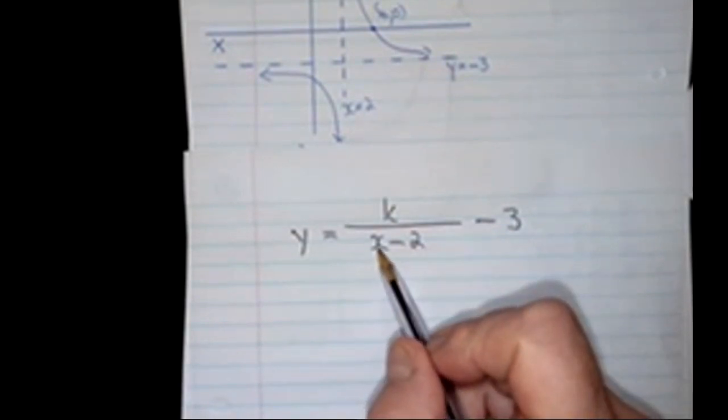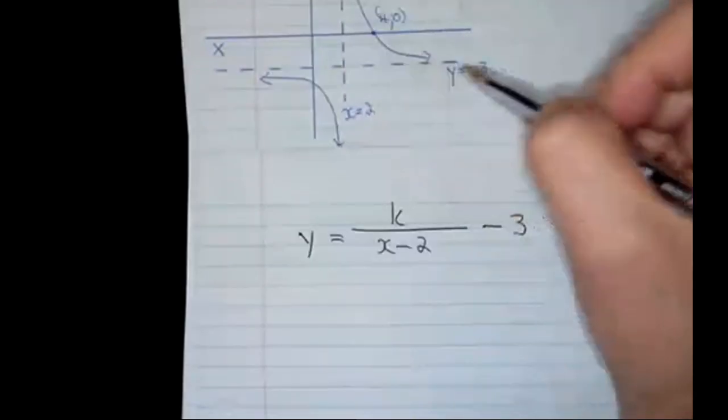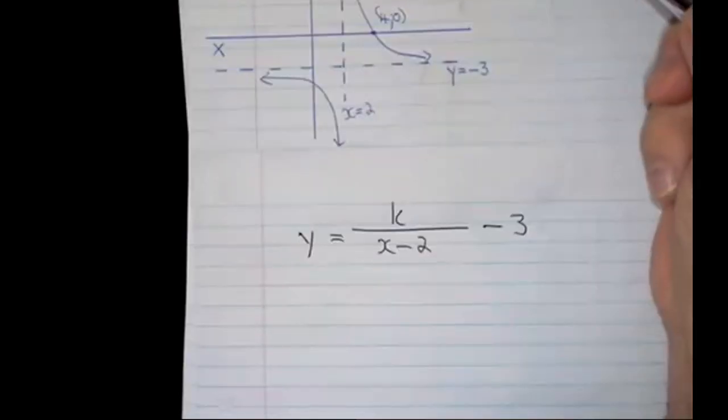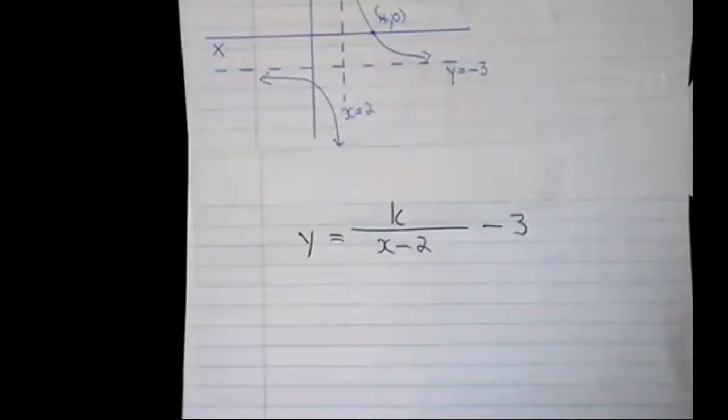So how do we get k? Well, we need to have a value that goes in the place of x, and the value that goes into the place of y. You know, you can't use the asymptotes. Why not? Because the asymptotes are not on the sketch. Can you see? The graph does not touch the asymptotes. So you have to use a point which is actually on the graph. And there's only one at this stage, and that's 4, 0.